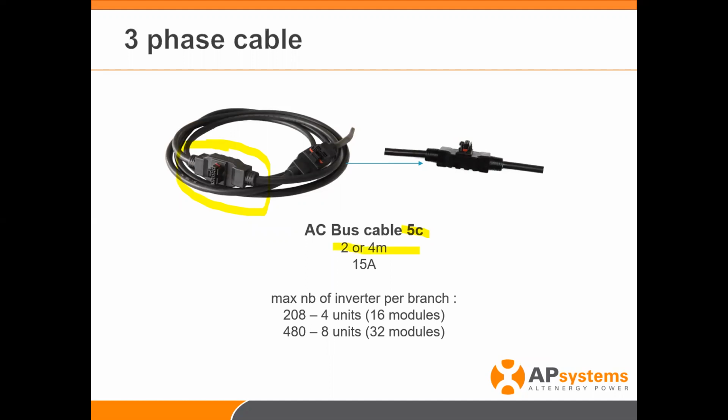Again, the same configuration, comes in 2 or 4 meters between drops, coming down to a 15 amp breaker, 3-pole 15 amp breaker in the main box. For a 208 volt system, you can use up to 4 of the 1000s for a total of 16 modules. For 480 volt Y configurations, 8 units or 32 modules per branch circuit.